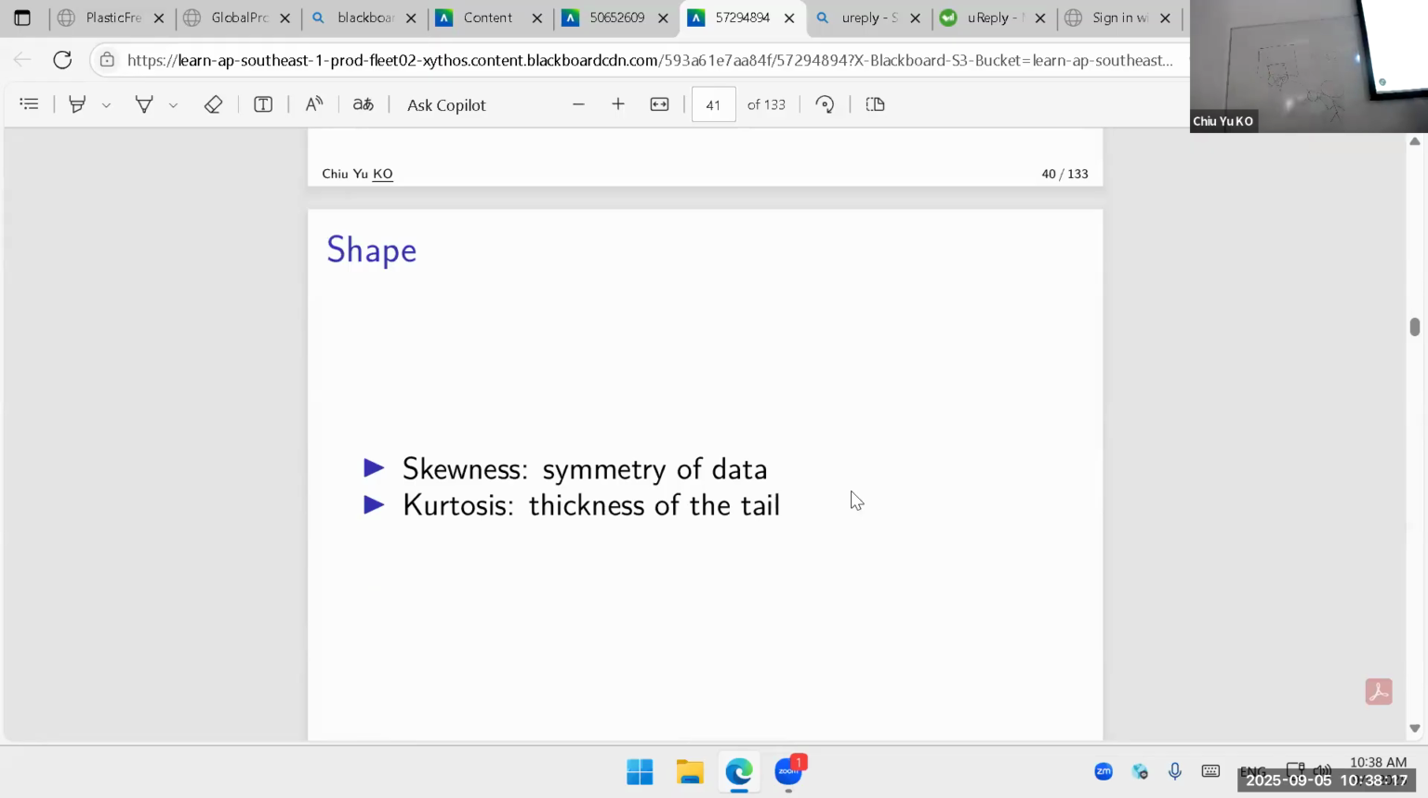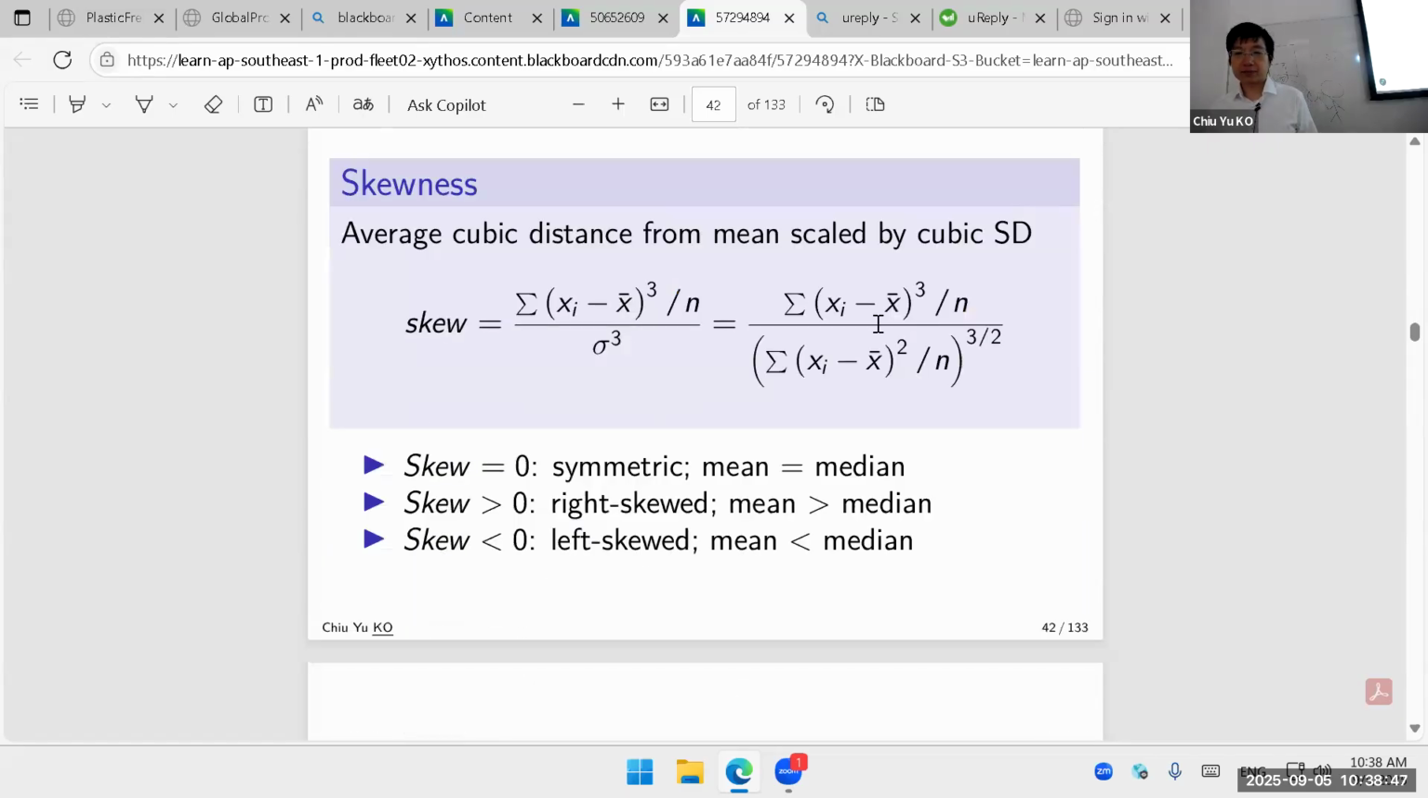Now here come the next two measures, shape, and they have two measures, skewness and kurtosis. Let me say the formula is very complicated, but don't worry, you never do the calculation beyond our assignment. Once the assignment is over, you can throw that away because the calculator does all the jobs, right? But I will try to make sure that you work a little bit on your assignment. First is skewness.